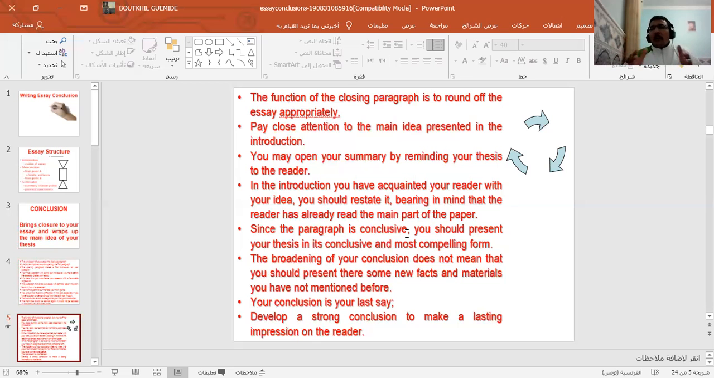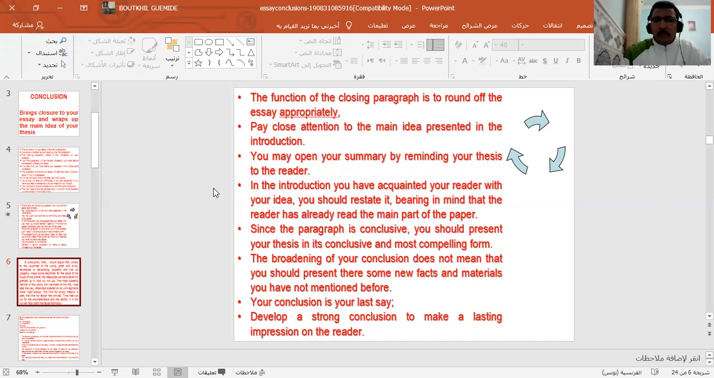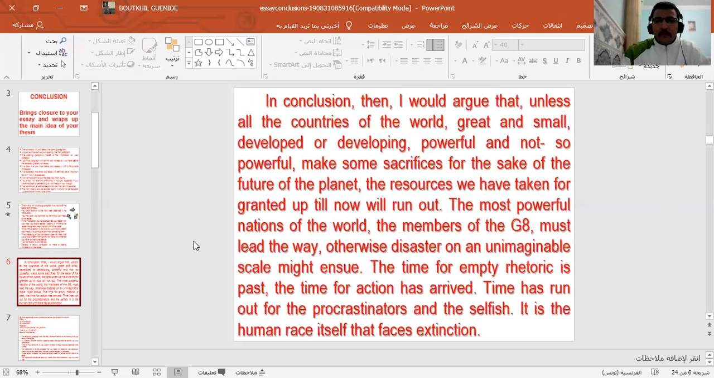Don't make the writing of a big size. All right. No, just a restatement of the thesis statement, as I said, in other words, and a summary of the main points. All right. Remember that you have to develop a strong concluding paragraph so that it leaves an everlasting impression on the reader's mind. All right. So you see here an example.